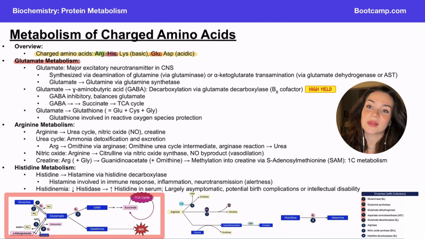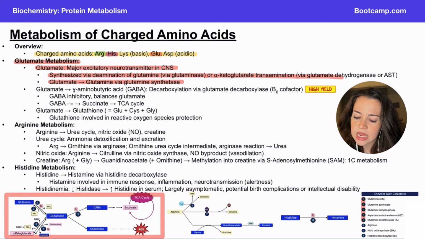All right, so let's take it back to the outline, recap what we have so far. Remember, we've been talking about the metabolism of glutamate, which is the major excitatory neurotransmitter in the central nervous system. We had two major ways that we could synthesize glutamate. We could either synthesize it via the deamination of glutamine via the enzyme glutaminase, and remember, we could mediate that reverse reaction as well from glutamate back to glutamine via the enzyme glutamine synthetase. Or if we didn't want to make our glutamate from glutamine, we could make it from alpha-ketoglutarate via transamination reactions.